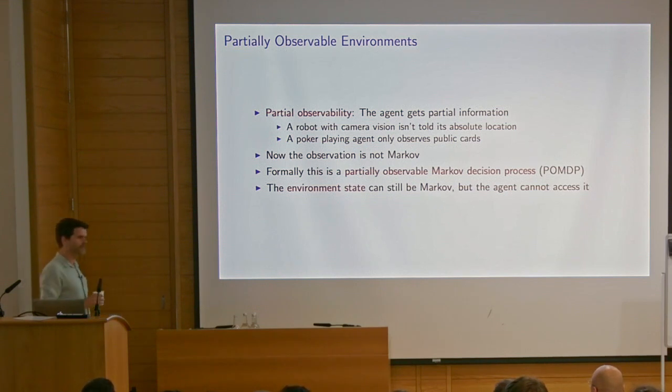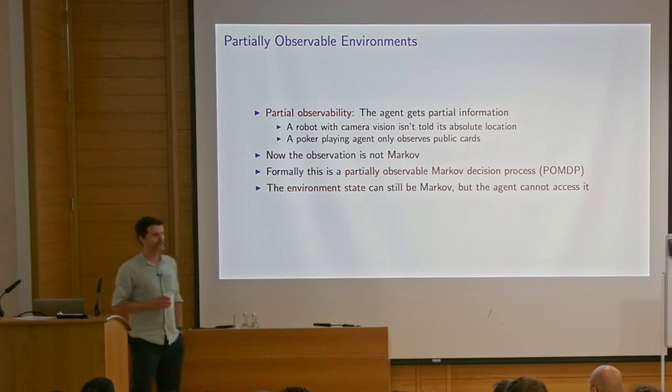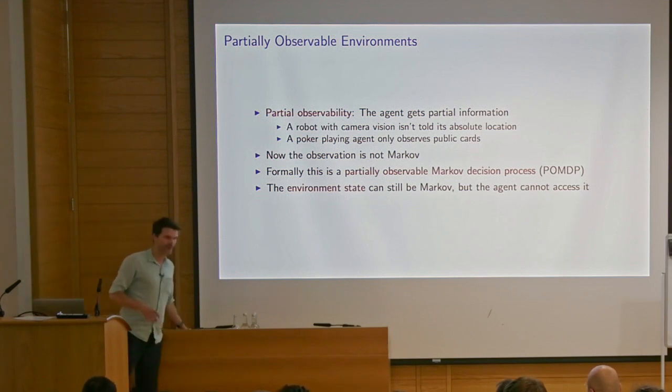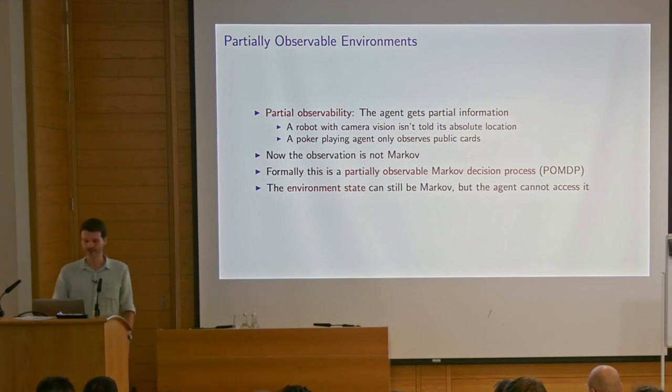And indeed, it typically is, because if you think about running a simulator, there's something in the simulator that is used to compute the next step of the environment, and that will be the sufficient state. So that might be the Markov state of the environment, which might not be visible to the agent.